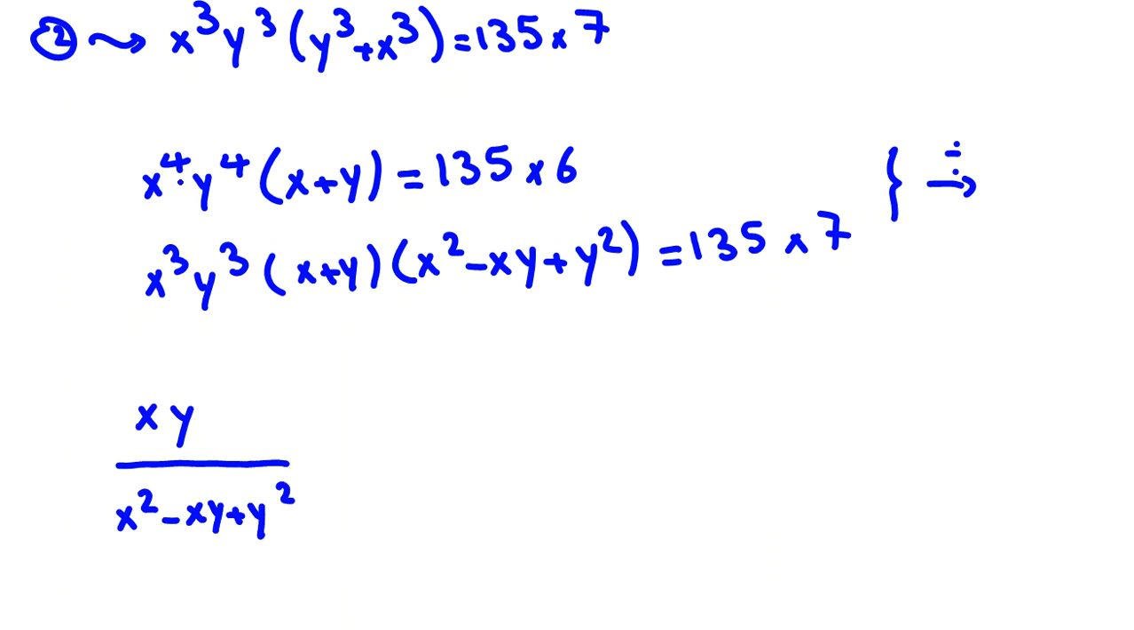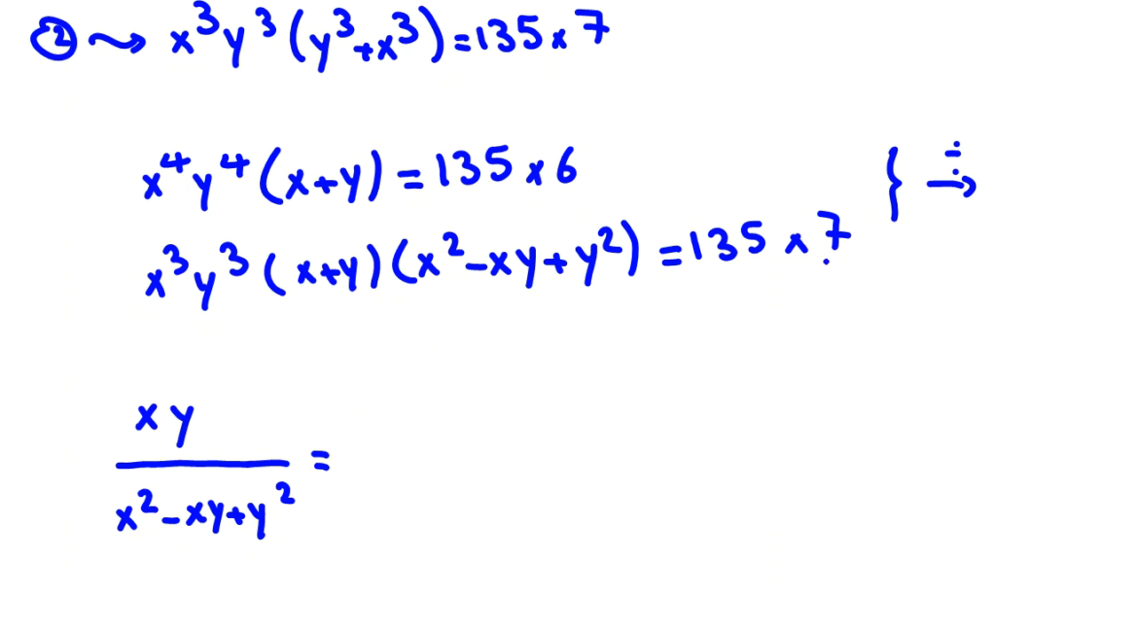So let me tell you again. x^4 y^4 over x^3 y^3 will be what? You should subtract the powers. 4 minus 3 is 1, and because between them we have a product, we can do that. x^4 over x^3 is x, y^4 over y^3 is y. x plus y cancel, and this will be left in the denominator.